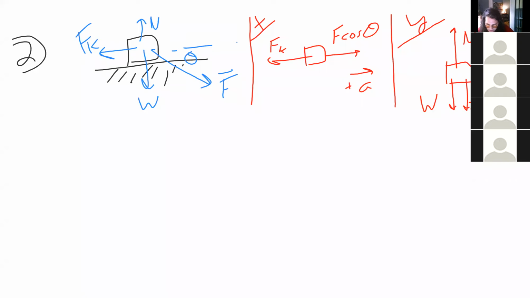All right, and then we can do Newton's second law for each of these dimensions. For the x dimension, sum the forces. We have F cosine theta to the right, that's positive, minus Fk, the force of kinetic friction, and we're going to set that equal to ma. We're not setting it equal to 0 this time because we are asked in part B to find an acceleration.